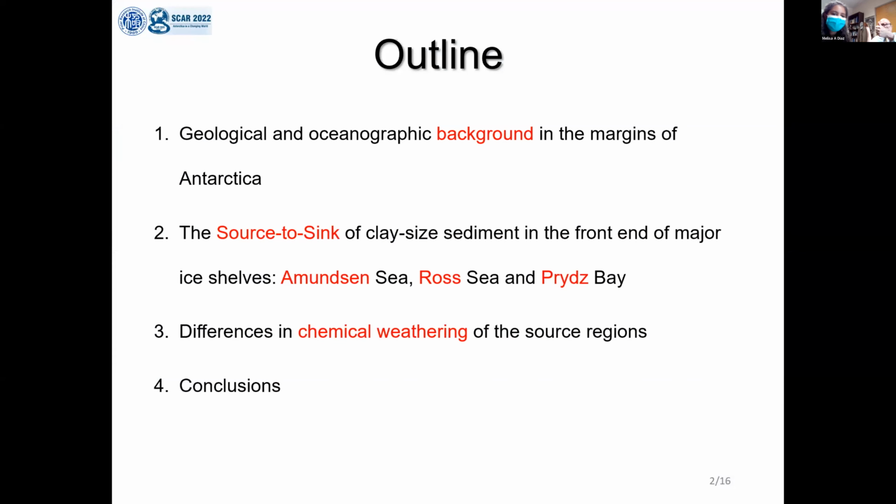Thanks. This is the outline of my presentation. The first is the background in the margins of Antarctic. The second is the source to sink of clay-sized sediments in the front end of major ice shelves, including the Amundsen Sea, Ross Sea, and Prydz Bay. The third is differences in chemical weathering of source region. And the fourth is simple conclusions.